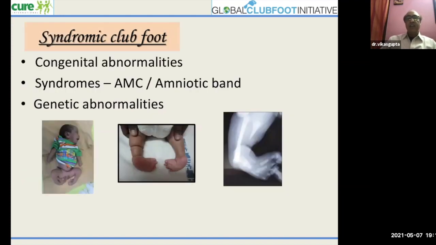Vice versa, in a case like this, the pictures themselves show that the deformity is severe. They are associated with other congenital anomalies, syndromes like arthrogryposis, in this case amniotic band, or genetic abnormalities, or conditions like tibial hemimelia. So these are cases which, though managed by the Ponseti method, behave differently, in that their prognosis actually depends on the underlying condition rather than on the foot. But they are again managed by the Ponseti method.